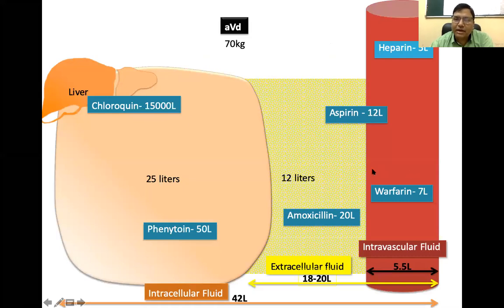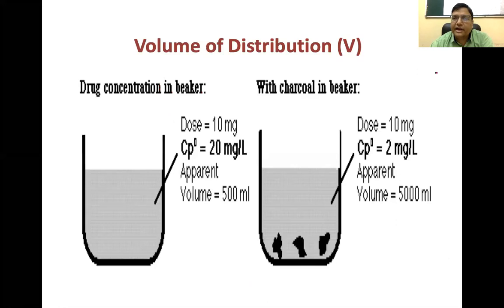What happens? The plasma concentration will remain low, but the amount of the drug which is being distributed is very high because of this adsorption. The drug is being absorbed by the tissues also. So the body does not have only these two compartments, but the tissues and all the things, they have different absorbing capacity. So this volume of distribution is known as the apparent volume of distribution.